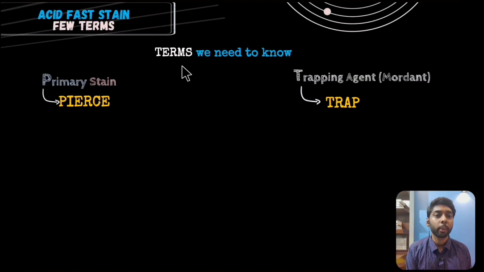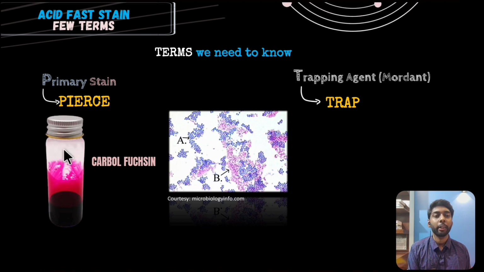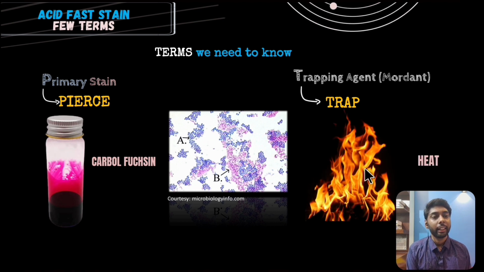There are a few terms that I mentioned in the past video. Just to review a little bit, primary stain will be the stain that we will use at the very beginning, and trapping agent will be the compound that we will use to trap the primary stain inside the cell wall. Whether it's an acid-fast or a non-acid-fast organism, it doesn't matter. Primary stain will colorize both types of bacteria or organisms. So a few examples here. Carbolfuchsin is the primary stain we use in case of acid-fast, and heat is the mordant or trapping agent that is used in acid-fast staining.